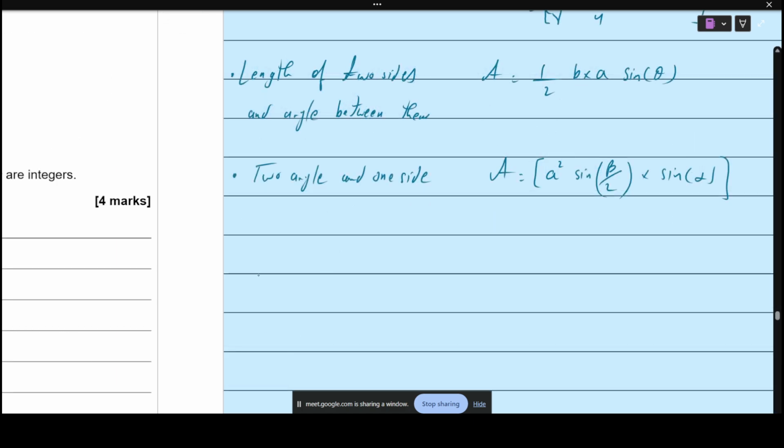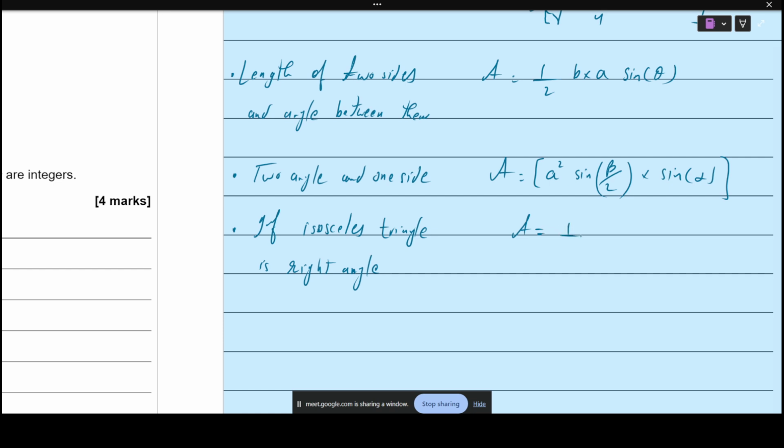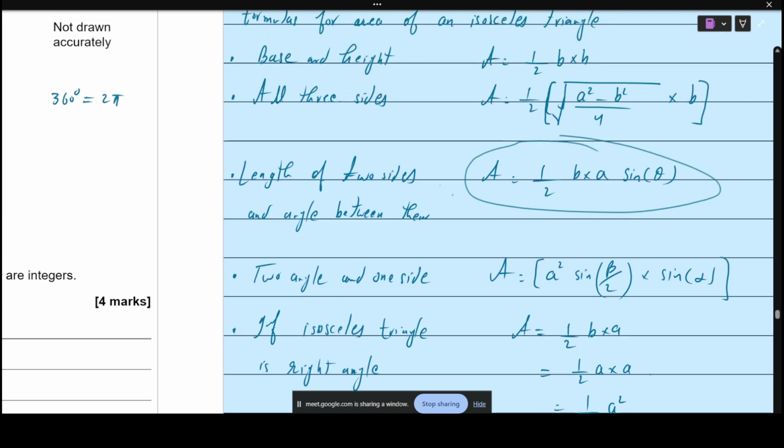If the isosceles triangle is a right angle triangle, the area is half times base times height. Because it is an isosceles triangle, it means the two equal sides are similar because they have the same length. That is the base, that is the height. That's why it is an isosceles triangle. So we could write 1 by 2, if base and height are the same, a times a. That's going to be 1 by 2 a squared. Which formula do we need to use where the lengths of two sides are given and the angle between them is given?